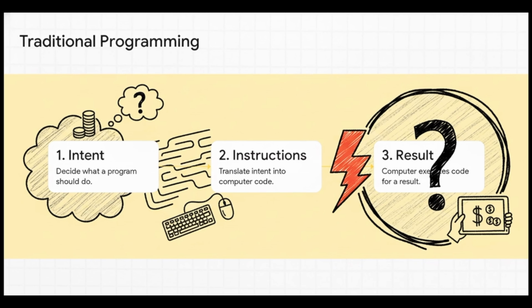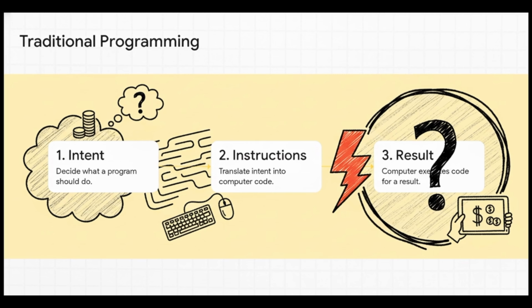Okay, so programming for pretty much all of history has worked the exact same way. You have an intent, say, I want this program to calculate change. Then you write the instructions, that's the code, and the computer runs it and gives you the result. Sounds just like the cake, right?